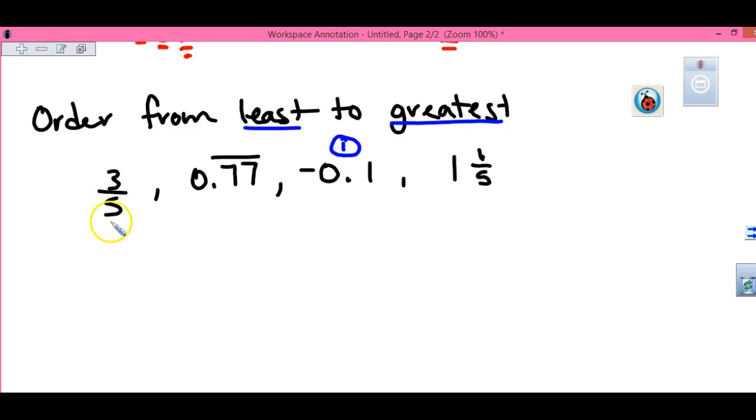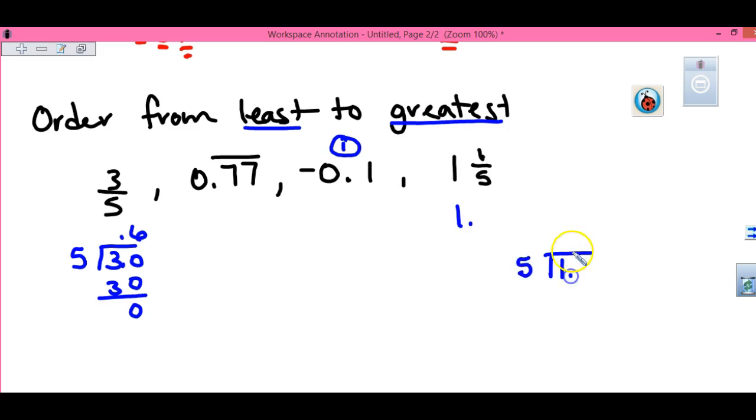Now, can we change 3/5 to a decimal? Yes. 3 divided by 5. 5 goes into 3, no. To a decimal, a 0. 5 goes into 30 6 times. So this means 0.6. Can we change 1 1/5 to a decimal? We know that the whole number is 1, and we can divide 1 by 5, add a decimal and a 0, 2. So 1.2. So let's compare our numbers.